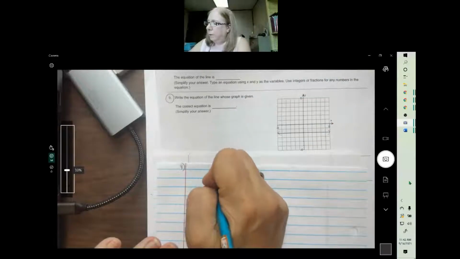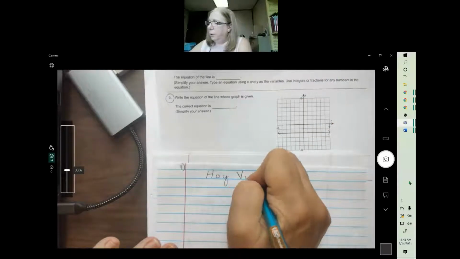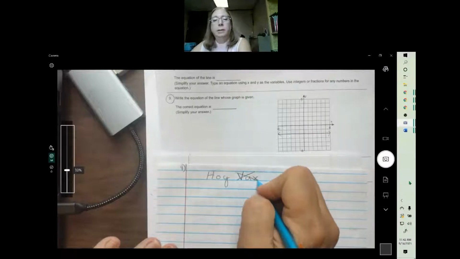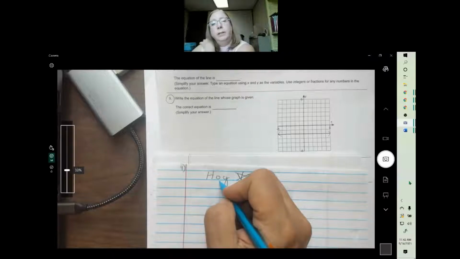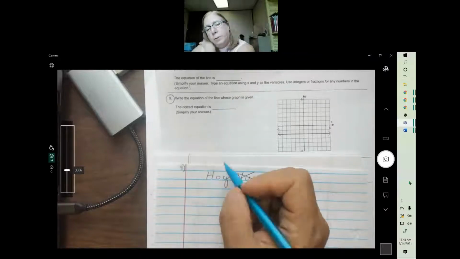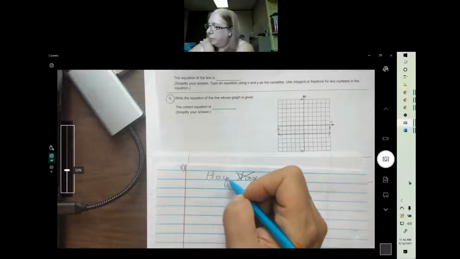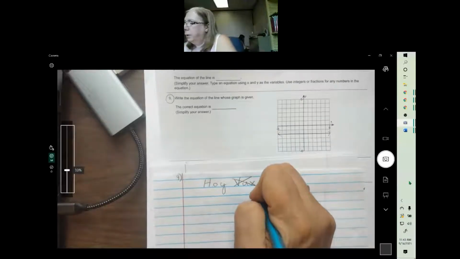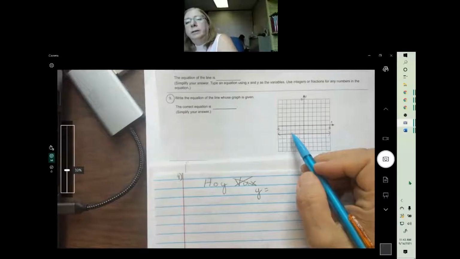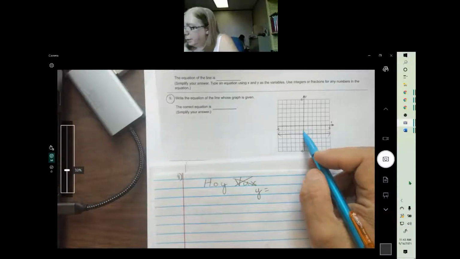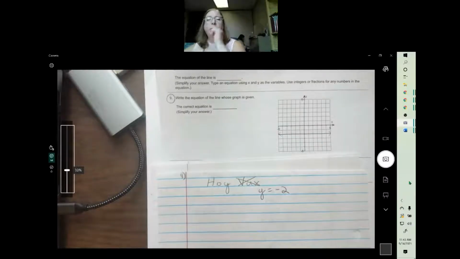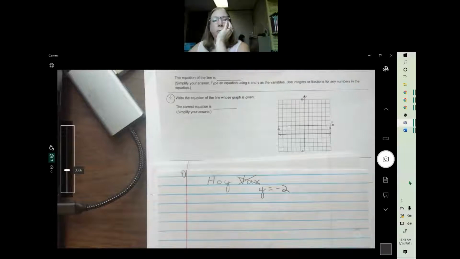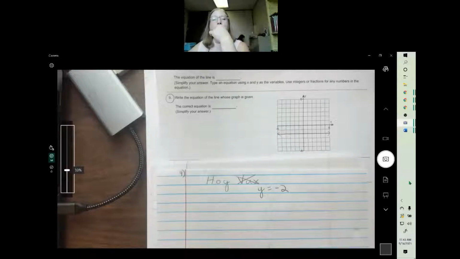So you want to think of HOY VUX. Since it's horizontal, we're using this. If we needed the slope, it would be 0, but we didn't need that. We just want the equation of the line. The equation only has a y value. So it's y equals, then see where it crosses the y-axis. 1, 2. So it crosses at -2. Equation y equals -2. Any questions on that?